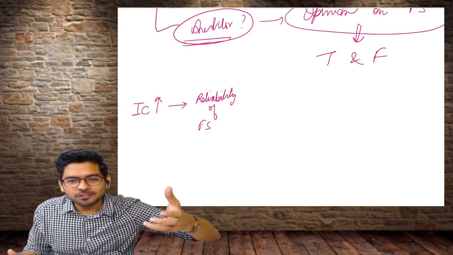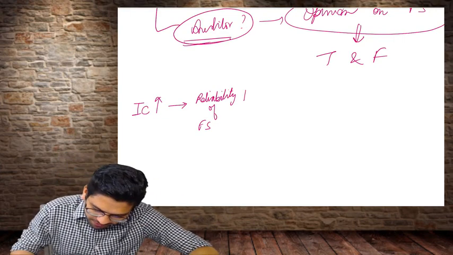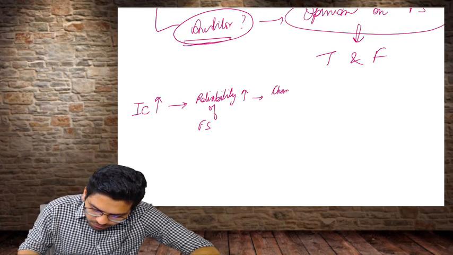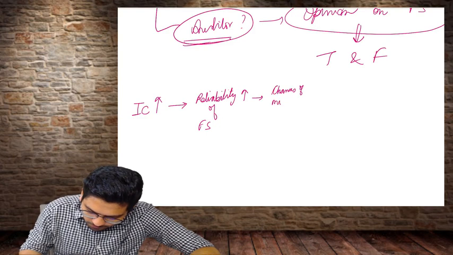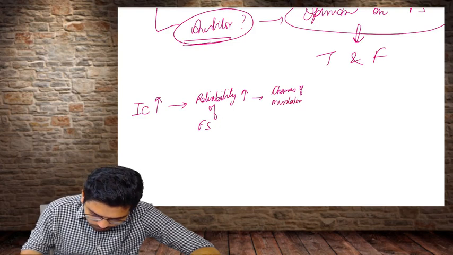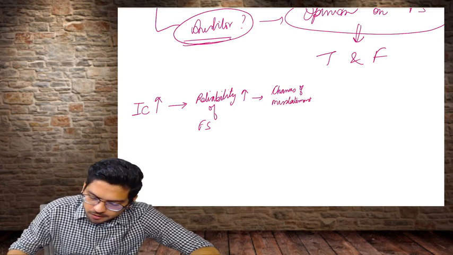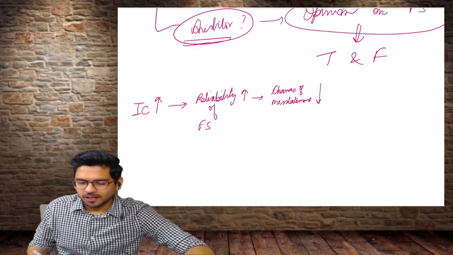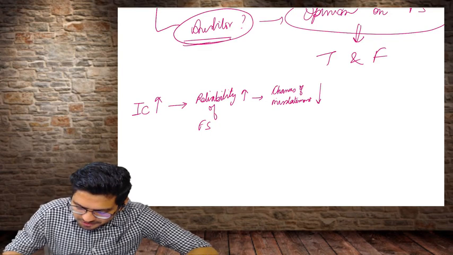If internal controls are adequate, reliability will be high. This means chances of misstatement would be high or low? Would be low. Okay. All right. So the chances of misstatements would be low.